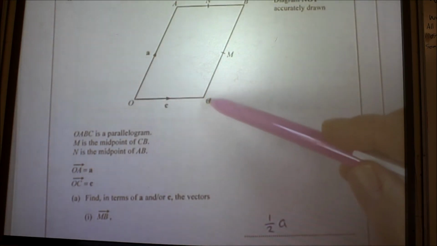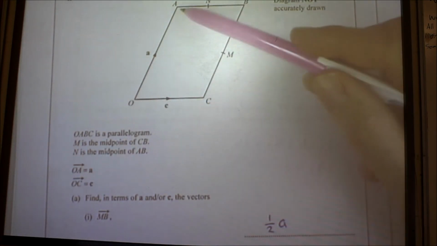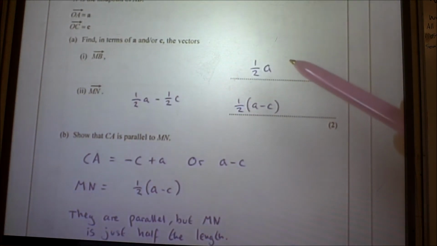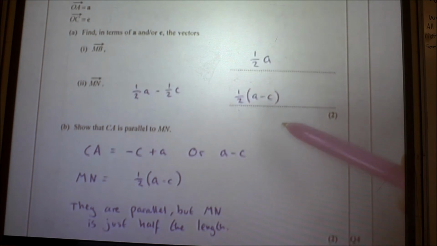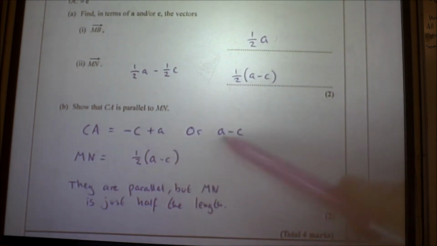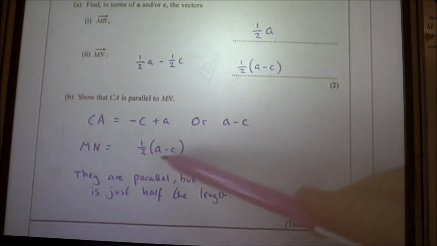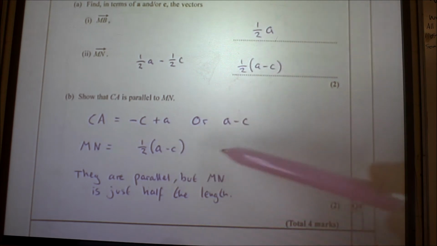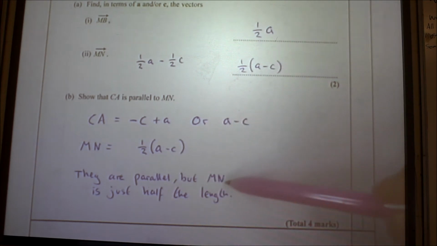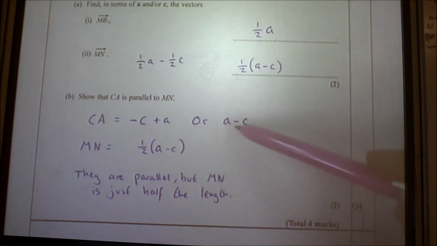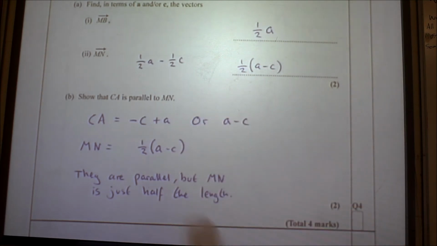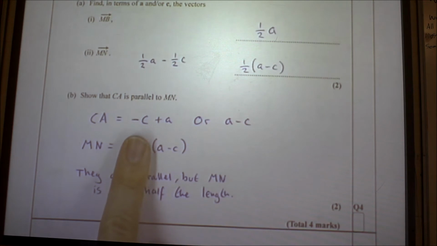Show that CA, from there to there, is parallel to MN. All you do is work out the vectors for them both. CA is minus C add A, or A take away C, and MN is, as we've done here, a half A take away C. They're both parallel, but MN is just half the length because they both contain A take away C, like that. But that one is just half of it. But that doesn't affect the angle, it just affects the length of it.